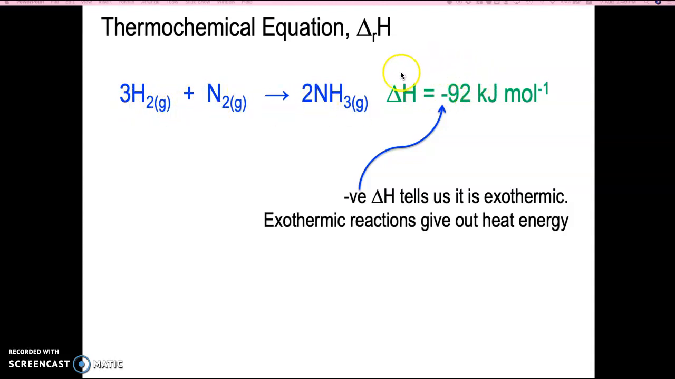But this is the important part here. The enthalpy for this reaction is negative 92 kilojoules per mole. So this negative symbol here is what tells us this is an exothermic reaction. This is a reaction that would give out heat.